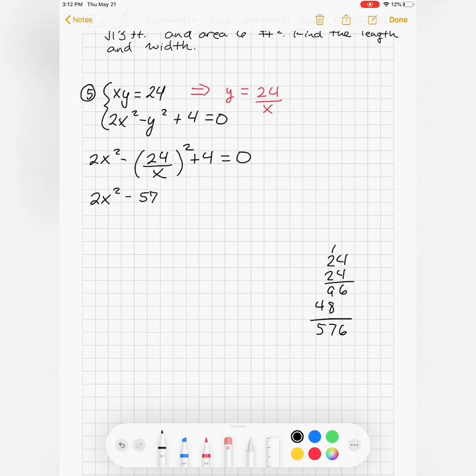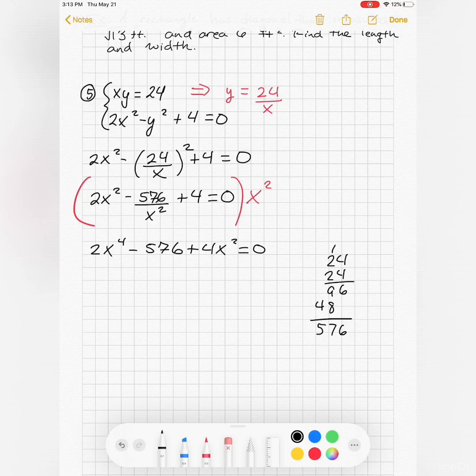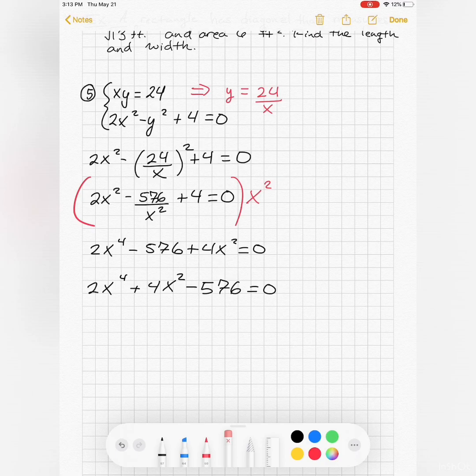So the numbers might be a little bit big, but that's okay. So now I'd like to get rid of that fraction. So what I'm going to do is I'm going to multiply both sides of the equation by that x squared. Because actually what I have here is an equation that's quadratic in form. See how this looks like a quadratic equation? It's just that I have that higher power of 4 instead of a 2.